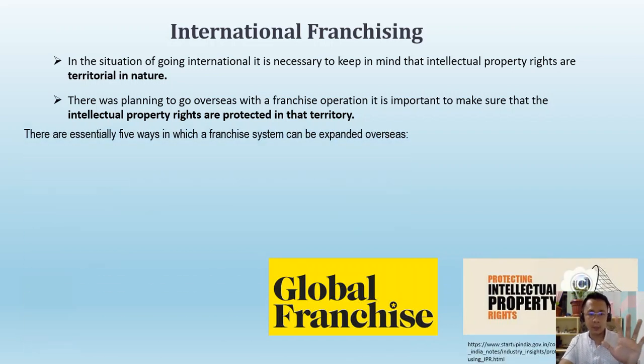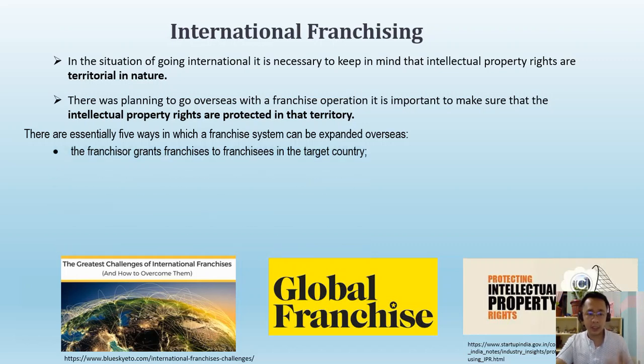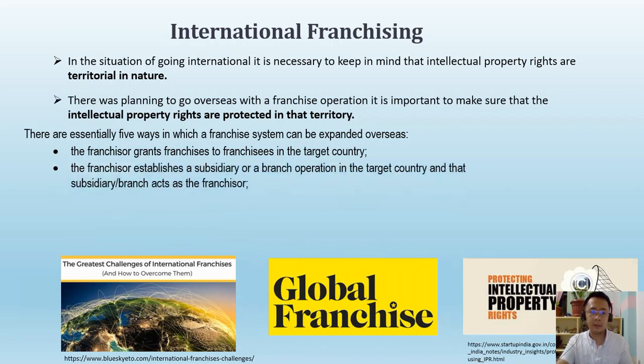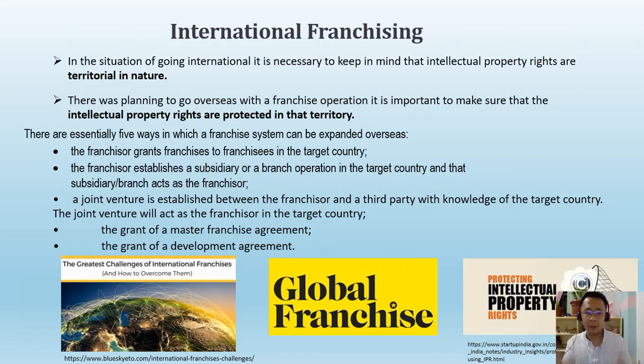There are essentially 5 ways in which a franchise system can be expanded overseas. Number one, the franchisor grants franchises to franchisees in the target country. Number two, the franchisor establishes a subsidiary or a branch operation in the target country, and that subsidiary or branch acts as the franchisor. Number three, a joint venture is established between the franchisor and a third party with knowledge of the target country. The joint venture will act as the franchisor in that country. Number four, the grant of a master franchise agreement, and number five, the grant of a development agreement.